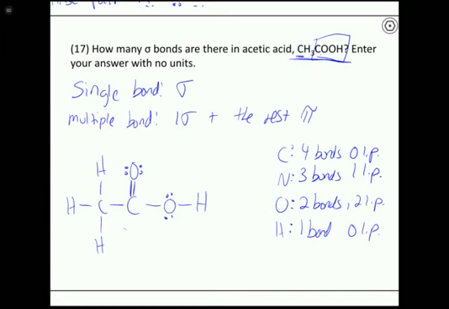Now we can assign sigma bonds. So we have all of these single bonds are sigma. We have 1 double bond, which is a sigma and 1 pi, and then we have sigma bonds here and here. So in total we have 7 sigma bonds.